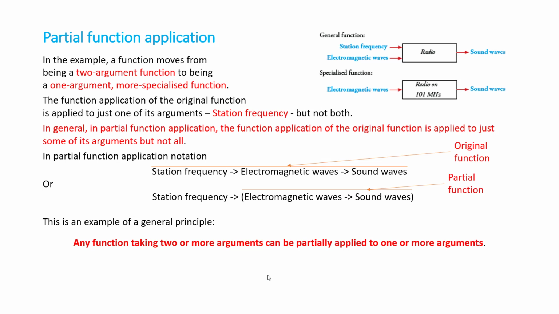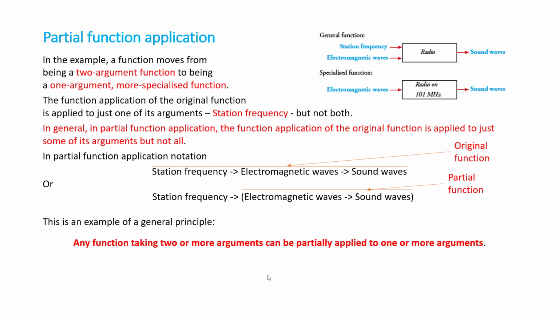In the example that we consider next, a function moves from being a two-argument function to being a one-argument, more specialized function. The function application of the original function is applied to just one of its arguments, station frequency, but not both. So in general, in partial function application, the function application of the original function is applied to just some of its arguments, but not all.